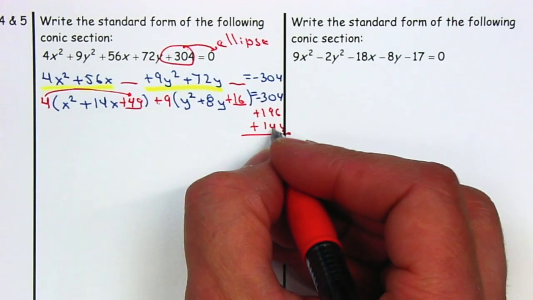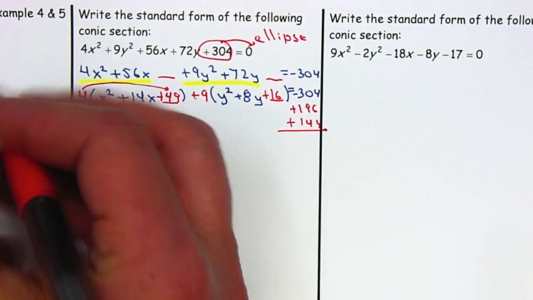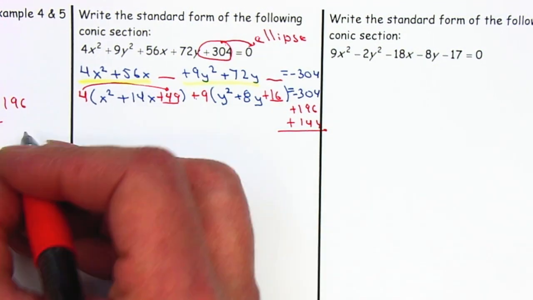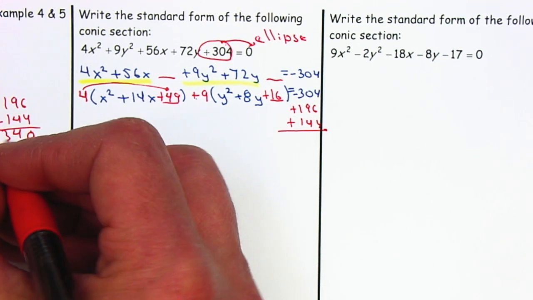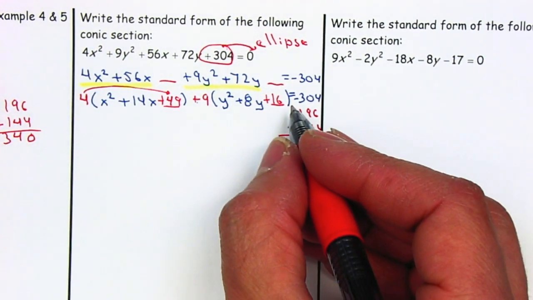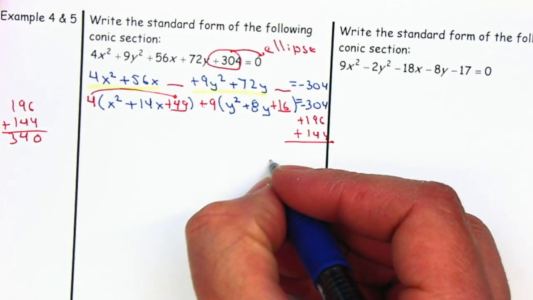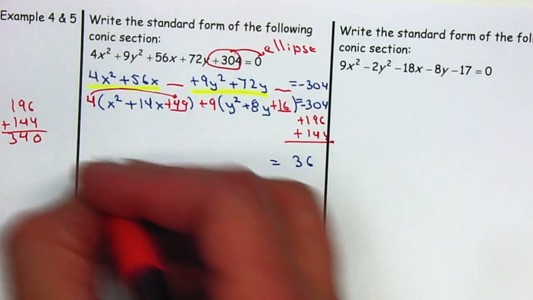So that will give me, I need to add, let me go and add those two numbers together. 196 plus 144 is 340, minus 304 will give me 36. So this will be equal to 36. I'm going to factor this out.